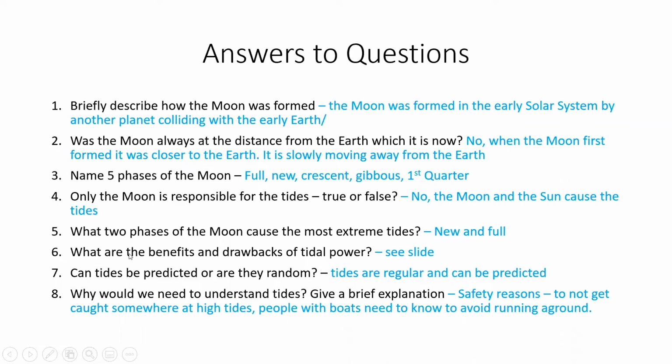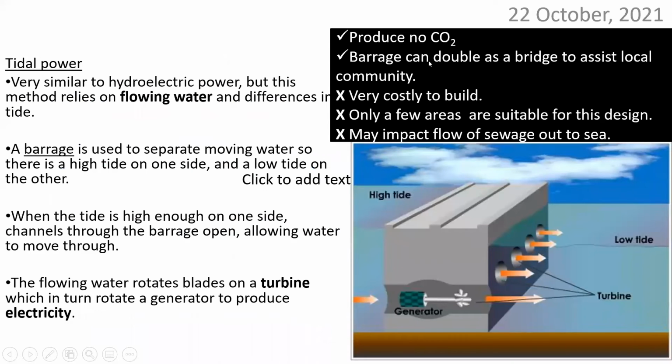Question 6, what are the benefits and drawbacks of tidal power? See slides. So we'll go back to that slide. An advantage of tidal power is that it produces no CO2. A barrage can double as a bridge to assist the local community. Drawbacks: very costly to build, only a few areas are suitable for this design, they can't be used everywhere, and they may impact the flow of sewage out to sea.